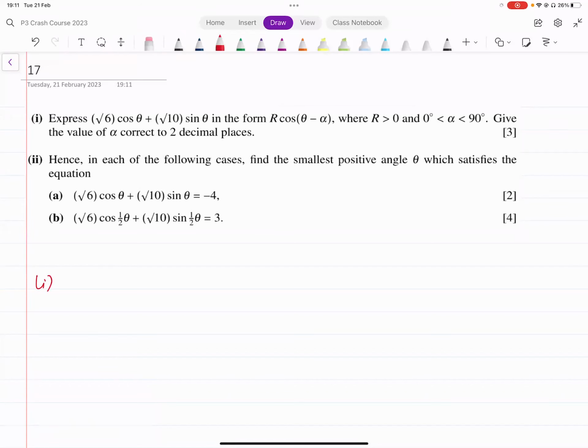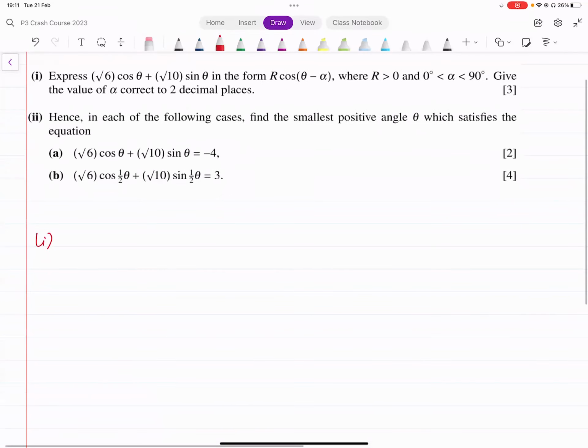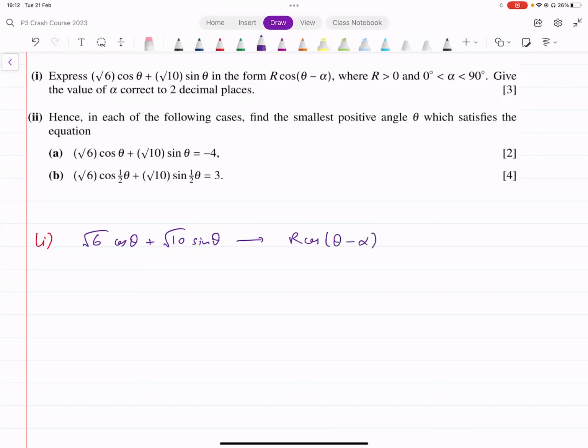All right, again, so in the first part, it says express this thing, square root of 6 times cos theta plus square root of 10 times sine theta in the form r cos of theta minus alpha. You want to convert it to this form. That's what is given. And they've given some instructions related to that. They've asked us to give value of r greater than 0 and alpha between 0 and 90. So alpha should be acute.